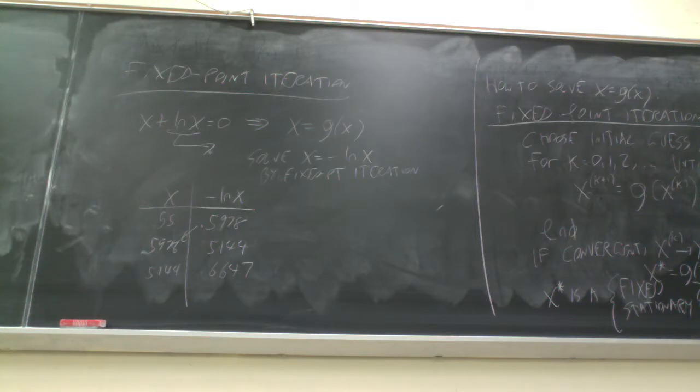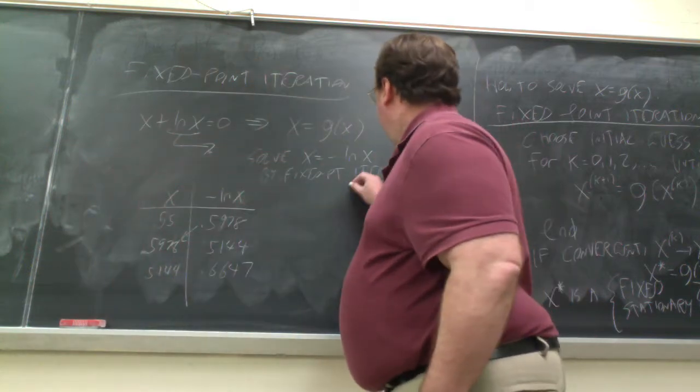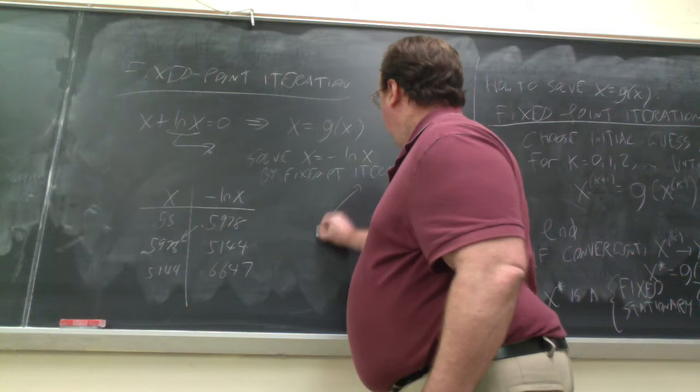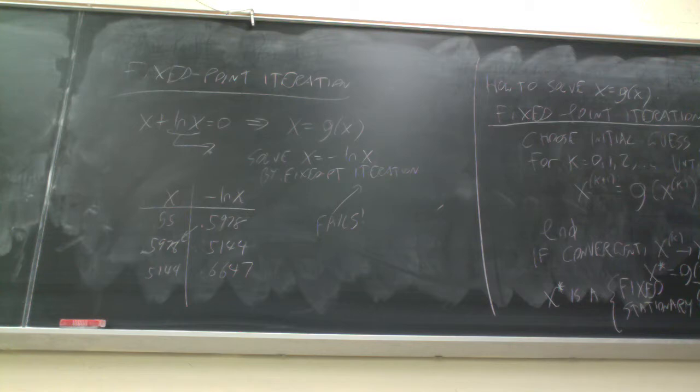If I were to keep going, I won't write on the board necessarily, but if we keep going outside the interval, it's getting further and further away. And in fact, we end up taking logs of negative numbers, which are complex. So in other words, the method failed. It gets a lot worse from here. So what went wrong? It turns out that we have a bad choice of g of x.